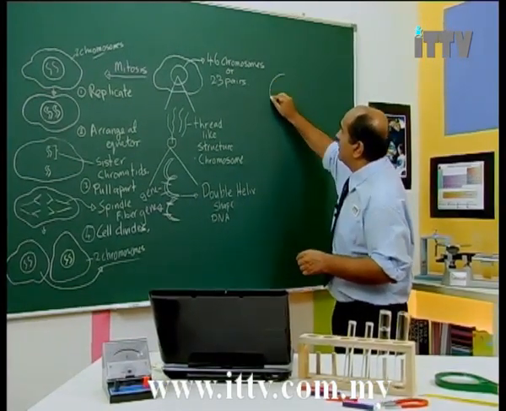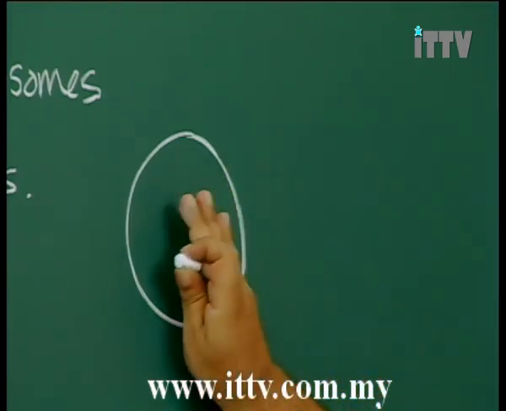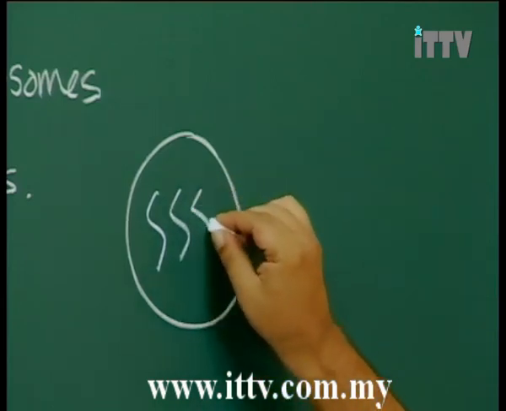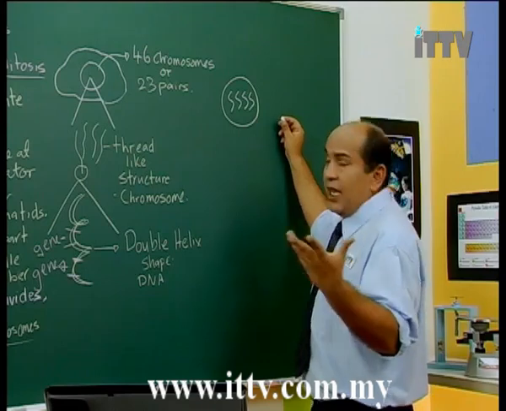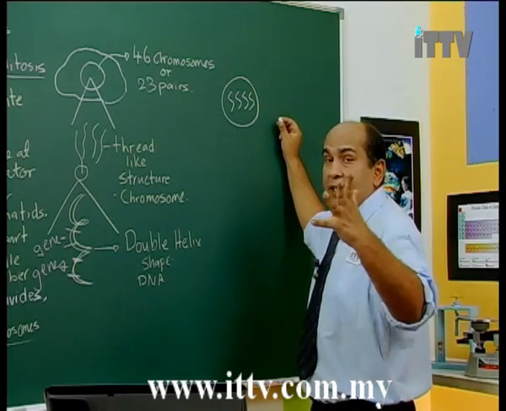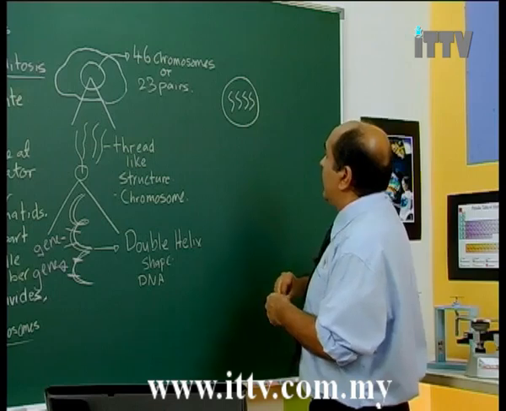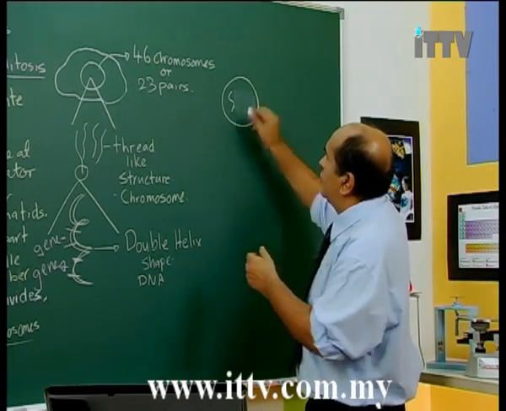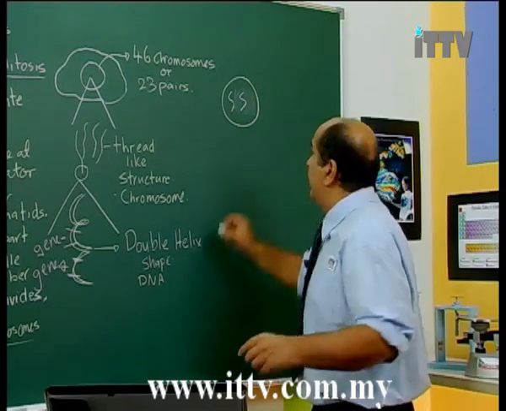So we start with 1 cell. Let's say we start with the nucleus straight away. We have 1, 2, 3, 4 chromosomes. Step 1 is we have to replicate. Okay? I think 4 is a bit too much to follow, so let's keep it simple. Let's use 2 here, shall we? Okay. So first we have to replicate.